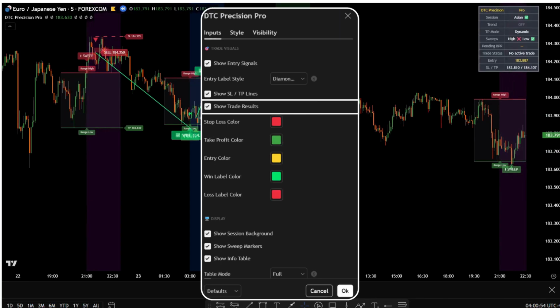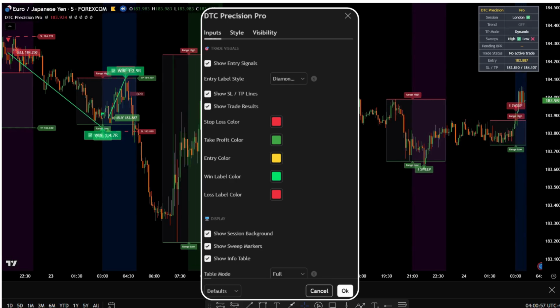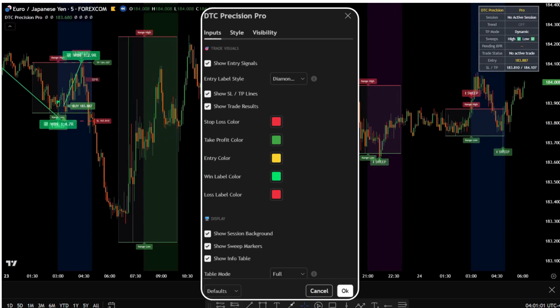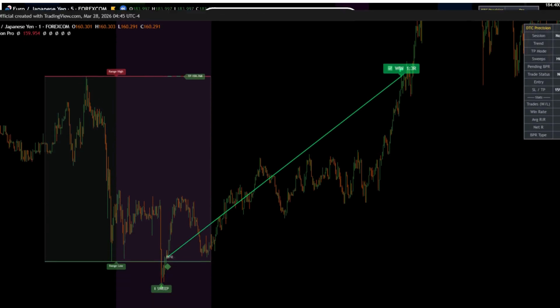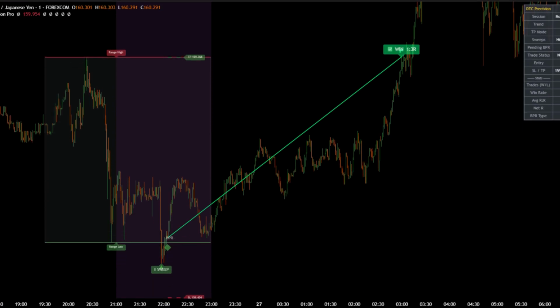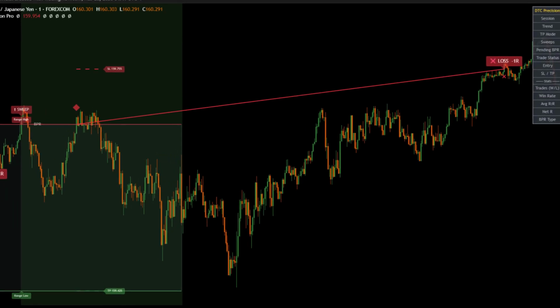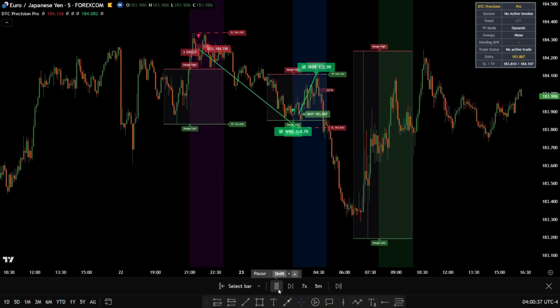Show trade results is off by default. When you turn it on, you'll see win and loss labels at the exact price where each trade closed. Green labels show wins with the achieved R to R, like win 1 to 4.2 R. Red labels show losses as loss minus 1 R. There's also a colored line drawn from entry to exit, green for wins, red for losses, so you can trace each trade visually. This is your backtesting view.